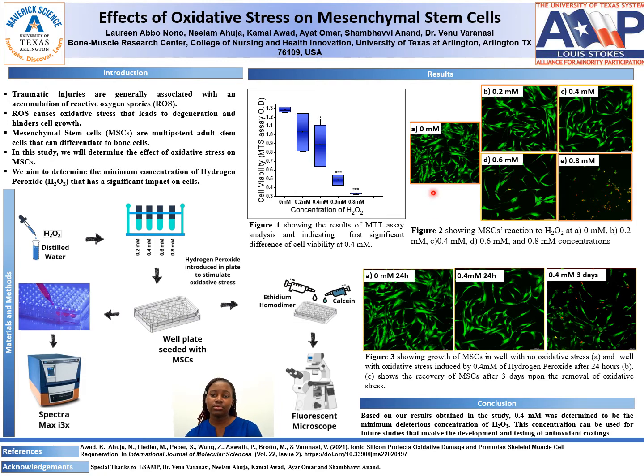At 0 millimolars, there was no hydrogen peroxide in the cells, and we can see that there was a lot of growth. However, as the concentration of hydrogen peroxide increases, there is a reduction in the growth of the cells, and at 0.8 millimolars, all the cells died.